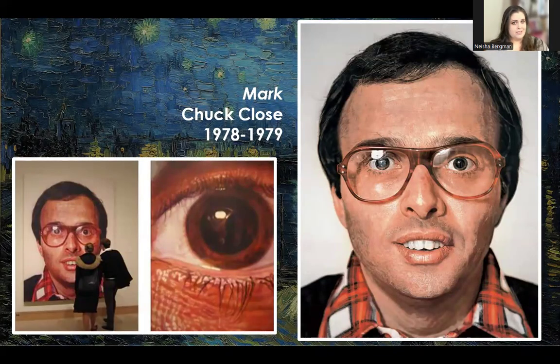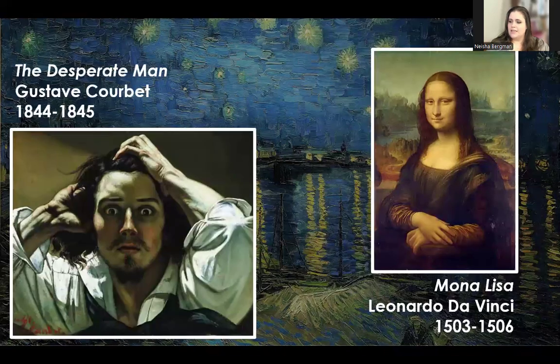This is Mark. This is by Chuck Close. We will actually see him in all of his glory in a later presentation as well. This thing is huge. It is incredibly realistic. It's a tiny little bit creepy because it does watch you. We have seen the Mona Lisa. This is The Desperate Man by Gustave Courbet, or Courbet, it's pronounced. It's actually a self-portrait. They're both realistic, but do they look the same?